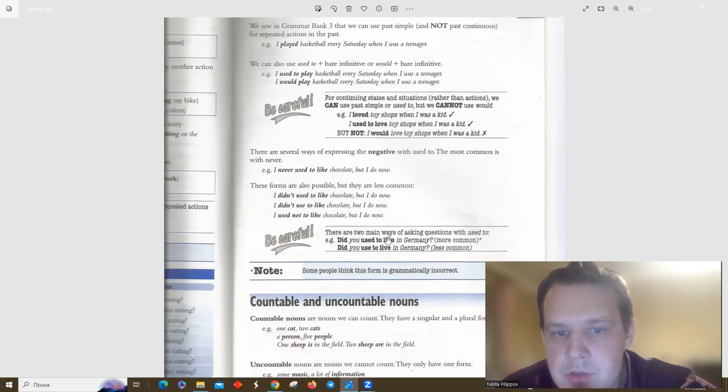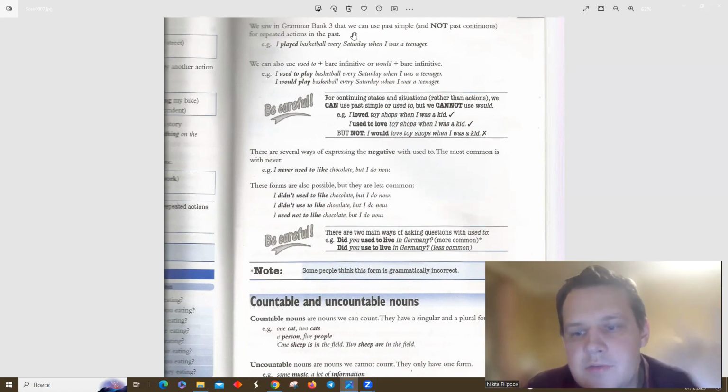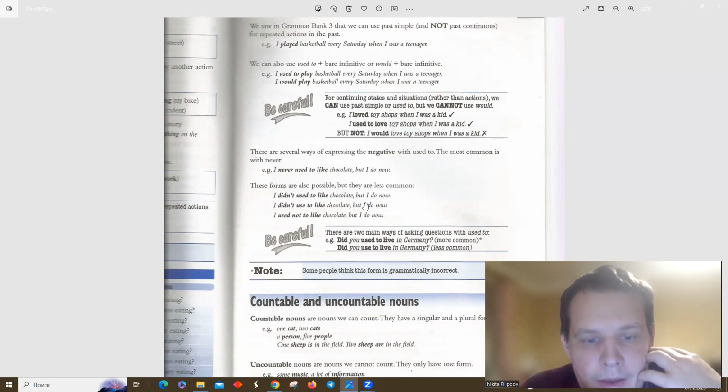Like, "did you used to," or "did you use?" But I mean, you can still use these two or three, but this first is sort of better. But I mean, you can use both of them. Maybe, I don't know, there may be some dialect difference or whatever it is.